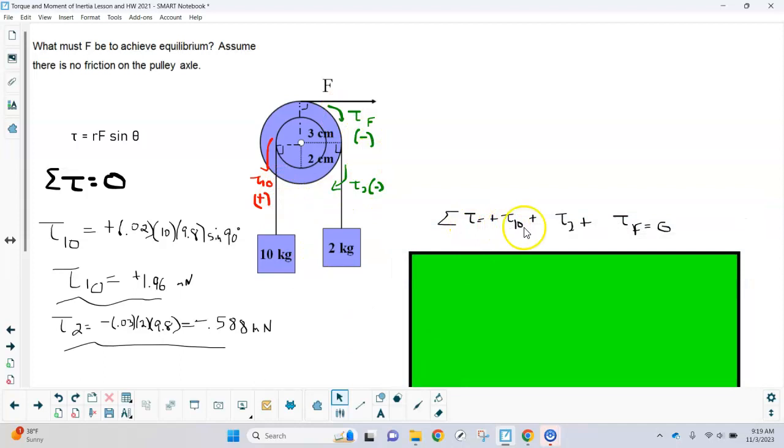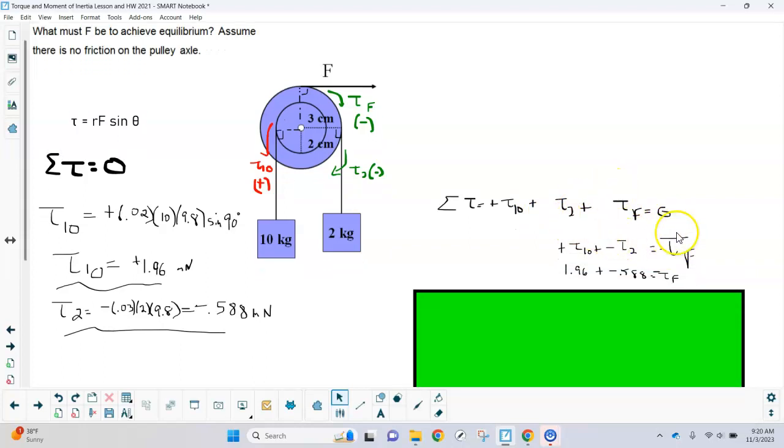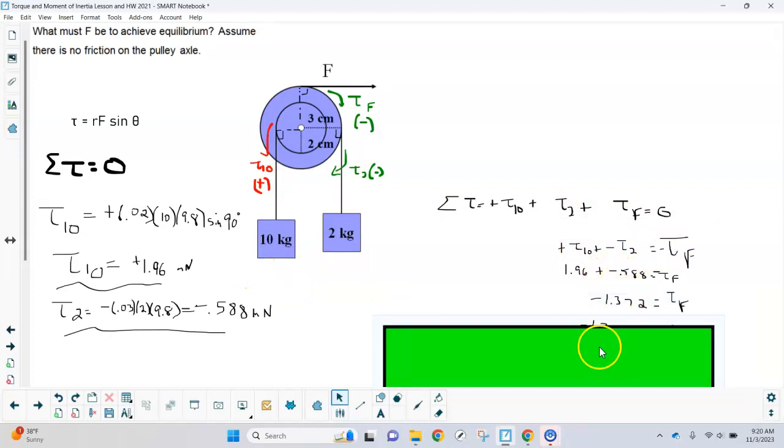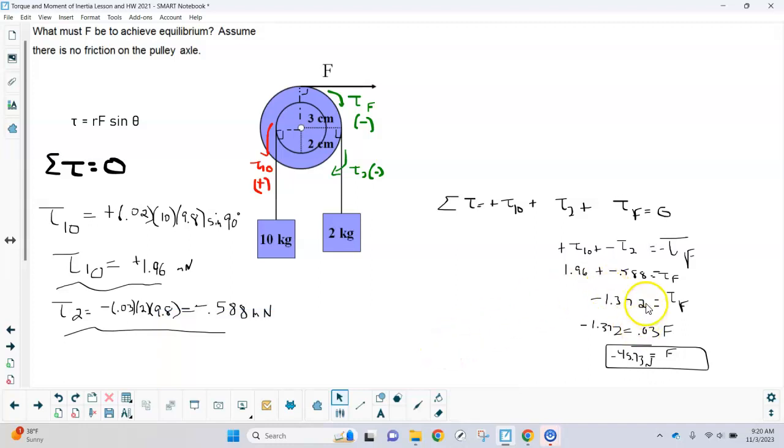So when I add all these together, the torque from the 10, the torque of the 2, and the torque of F should add to 0. So I solved for torque F and brought it over to the other side and made it negative. When I put the values in that I got over here, 1.96 plus a negative 0.98, I get negative 1.372 for my torque. And then I have to solve for F, so I'm going to divide by the radius that it is away. So this is the bigger wheel again, so that's the 0.03. And if you do that properly, you should get 45.73 newtons.